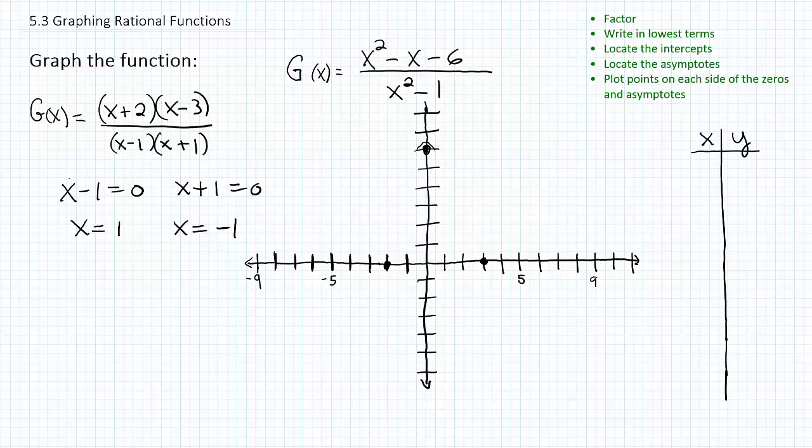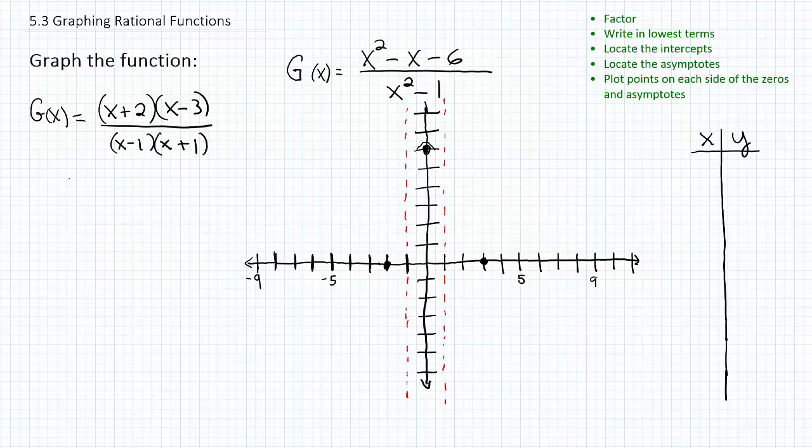Those are the two places where we'll end up getting undefined points in the function, so I'm going to draw basically dotted red lines there. So the graph will not run into these asymptotes. Remember, it's not possible to cross the vertical asymptotes. However, we might be able to cross the horizontal asymptote. So let's look at the horizontal asymptote then.